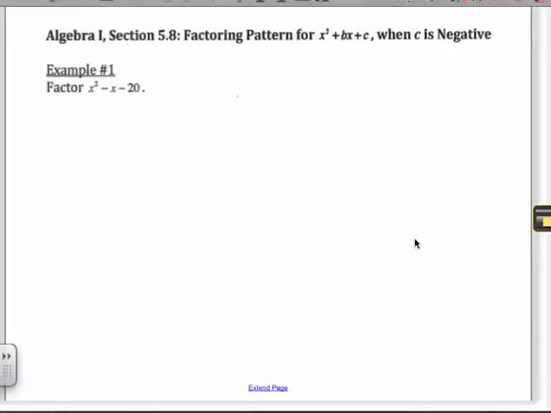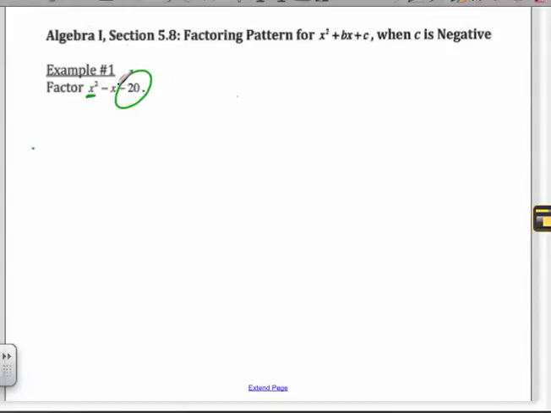Okay, guys, in the last lesson, all of the quadratics that we were working with, this is a polynomial, and this polynomial is called a quadratic because the highest power, the degree of x is 2. When the degree of the polynomial is 2, this is called a quadratic.